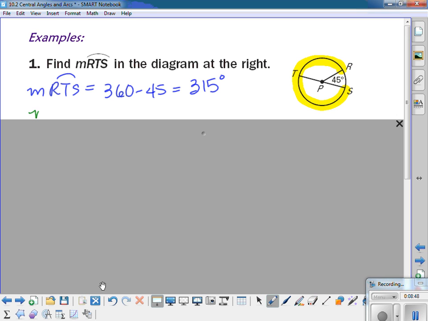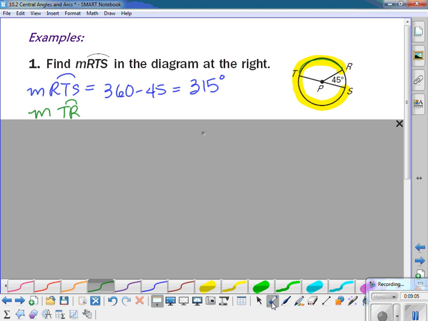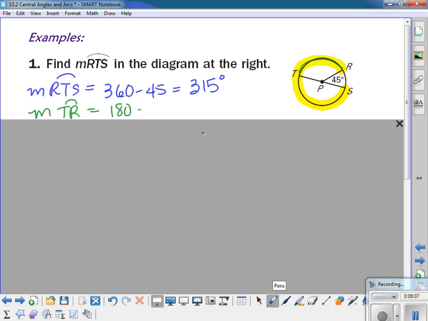Suppose I wanted you guys to find the measure of TR. Why don't you guys see if you can figure that out on your own. Right, we've got a semicircle, so in that case you can take 180 and just subtract the 45. Oops, not equals, but minus. And that comes out to? 135. Yep, 135. Okay, so any questions on that?